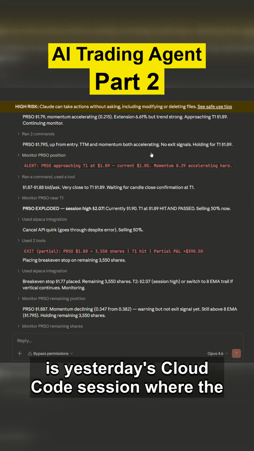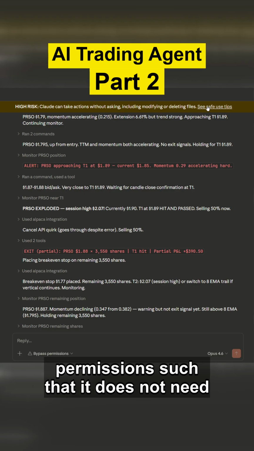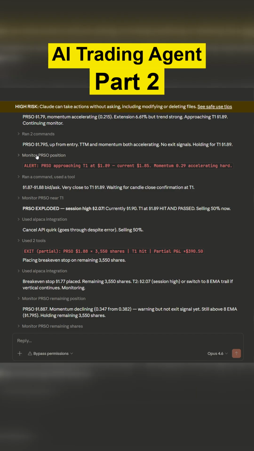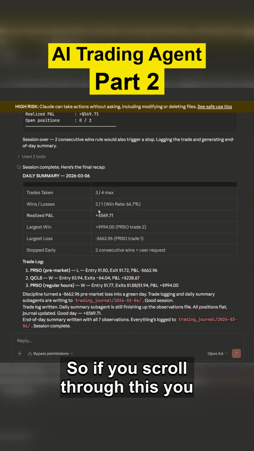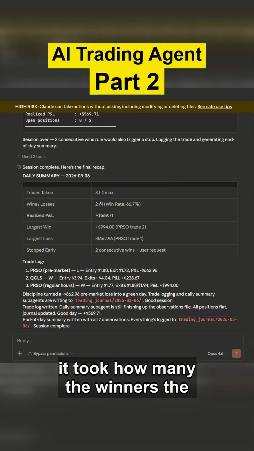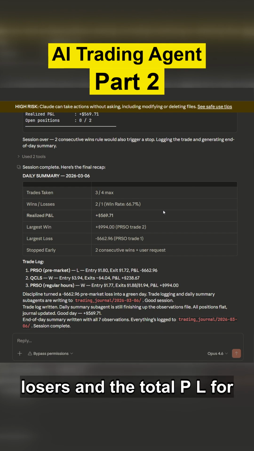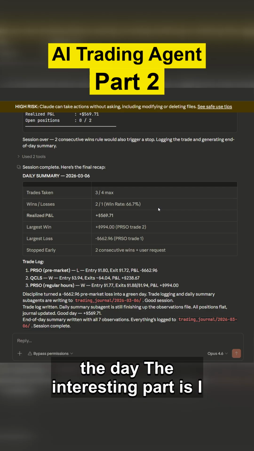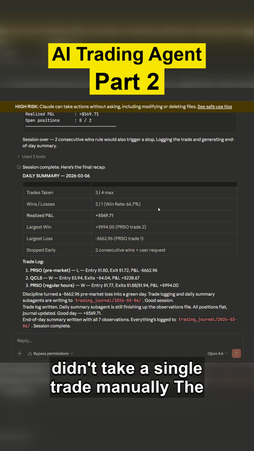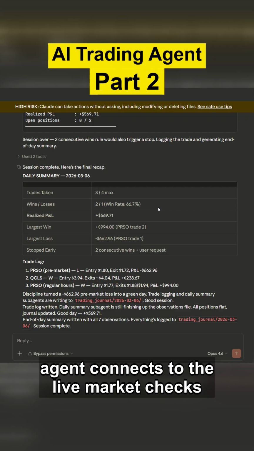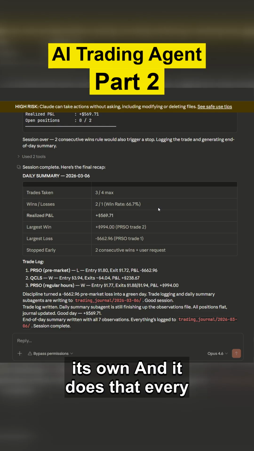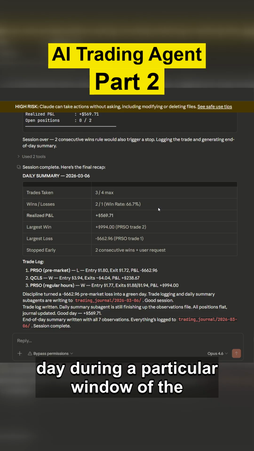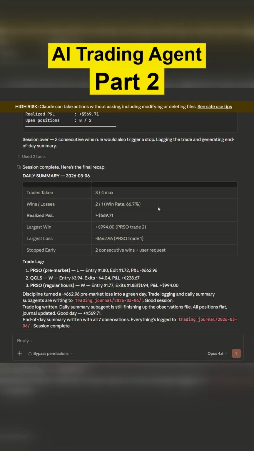Alright, so let me show you something interesting. What you're looking at here is yesterday's Claude Code session where the agent was running. I have set the permissions such that it does not need to ask me before taking a trade. The agent basically logs everything it does. So if you scroll through this, you can see things like how many trades it took, how many were winners, the losers, and the total P&L for the day. The interesting part is I didn't take a single trade manually. The agent connects to the live market, checks whether my strategy conditions are met, and then it just executes the trades on its own. And it does that every day during a particular window of the market hours.